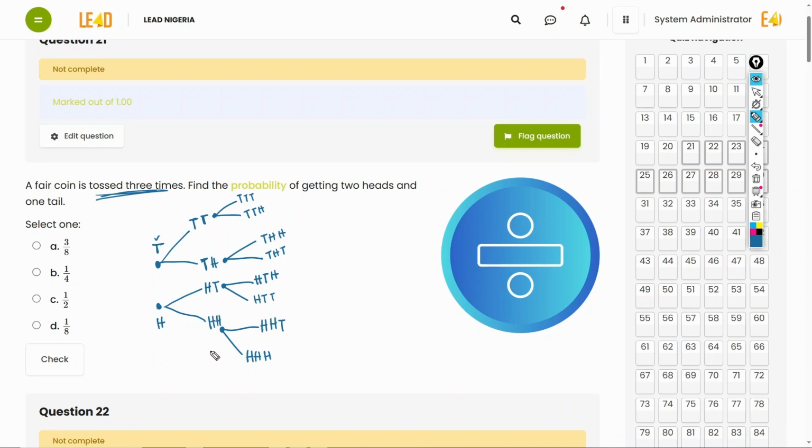Okay, so 2 heads and 1 tail. This qualifies, this qualifies. Oh, sorry, 2 heads and 1 tail. I think I did 2 tails. Yes, I think I did 2 tails. Okay, so 2 heads and 1 tail. This qualifies. This qualifies. And this qualifies. So that's 3. All right, so we have 3 that have 2 heads and 1 tail, right? So that's 3 out of 8, because there are 8 possibilities. That's option A.